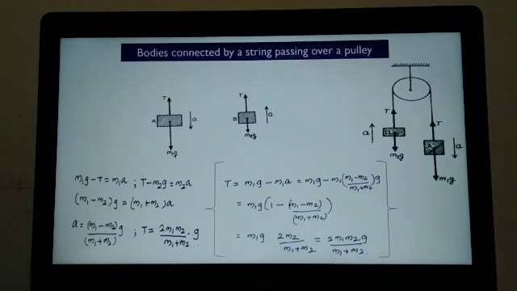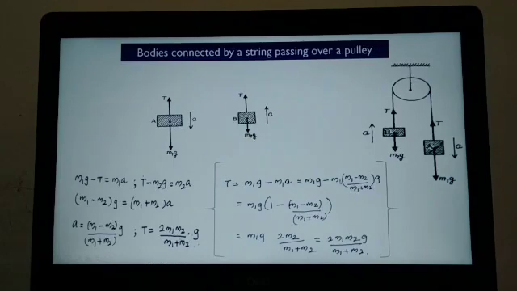You have to find out the value of T. A we have got and now we have to calculate the value of T. How we can calculate T? You have the equation M1G minus T is equal to M1A. So T will be M1G minus M1A. M1G minus M1 into what is A? (M1 minus M2) into G divided by (M1 plus M2). On the right hand side you can see that.